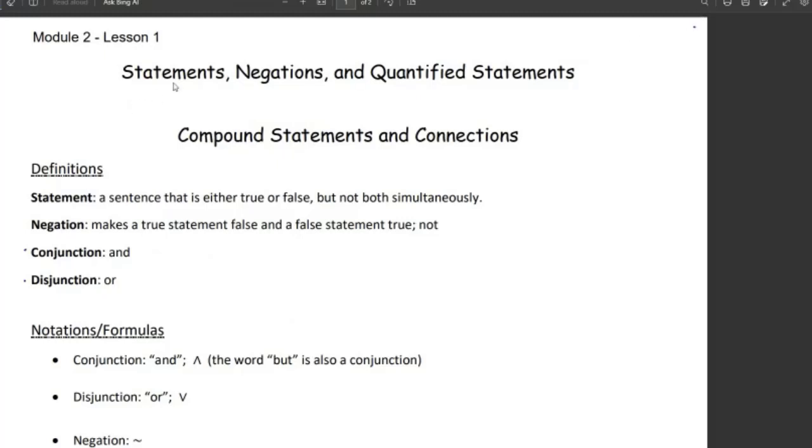Okay, we are getting into Module 2. Module 2 is over logic. So Module 2, Lesson 1 is just going to be like the beginning of getting into all of this. And there are two different titles: statements, negations, and quantified statements, and then also compound statements and connections.